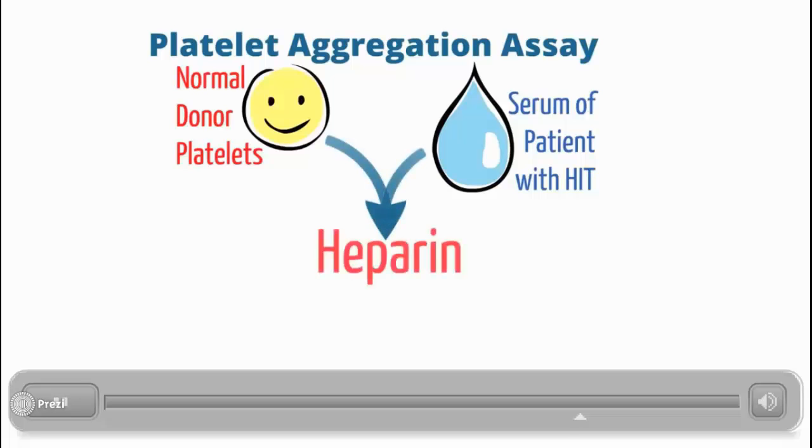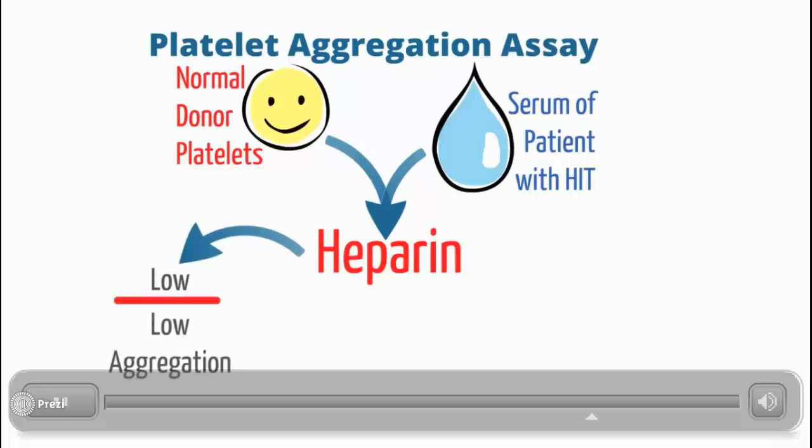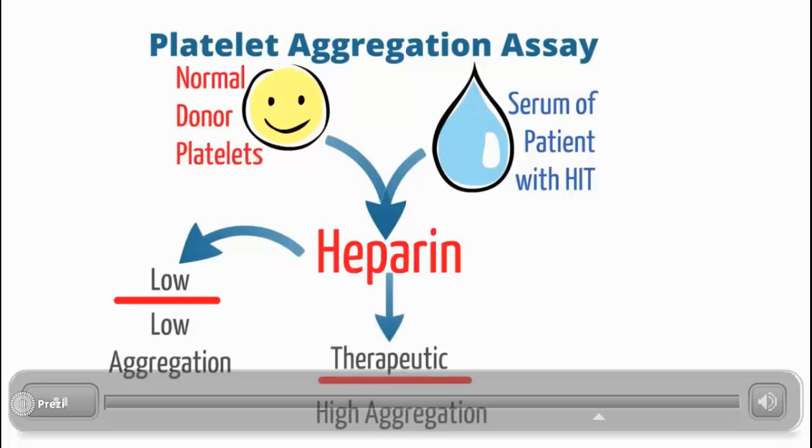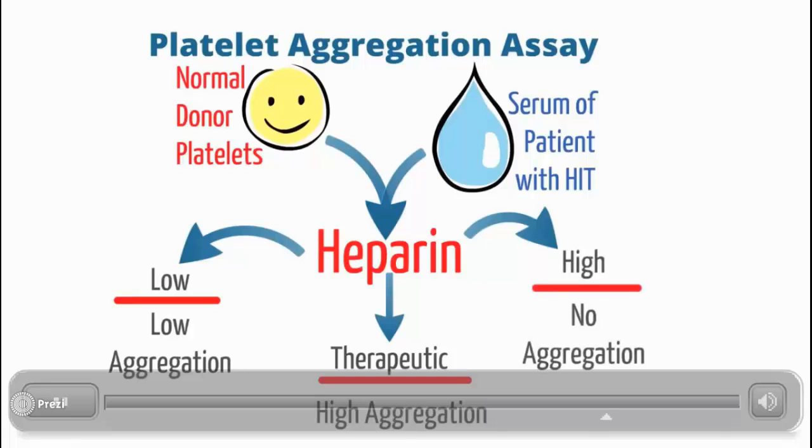If the patient has HIT, then at low levels and at therapeutic levels, there will be low aggregation and high aggregation respectively. At high doses, no aggregation occurs as the heparin PF4 antibodies become overwhelmed. Now that we've discussed how to diagnose HIT type 2, we will discuss treatment.